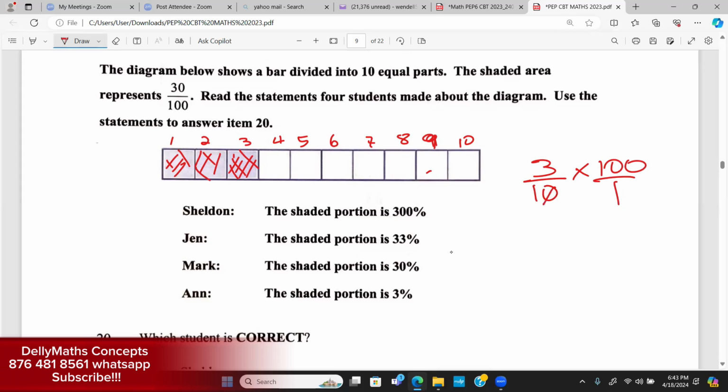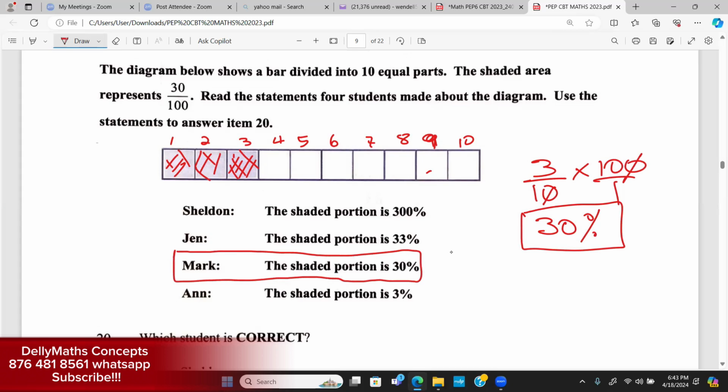So you're seeing this cancel that, cancel that. So then 3 times 10 gives you 30. And then you're seeing that this is 30%. Which one of these persons said 30%? It's Mark. So Mark is correct. So Mark is saying the shaded region is actually 30%. So technically what you're doing is you're working out this for yourself and you match back to see what's going on. All right?